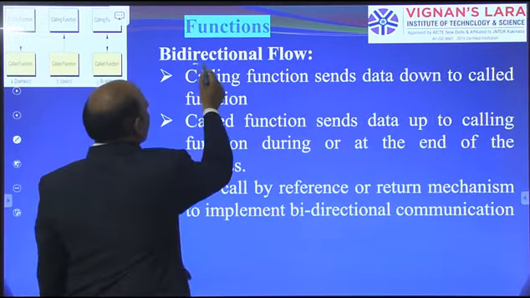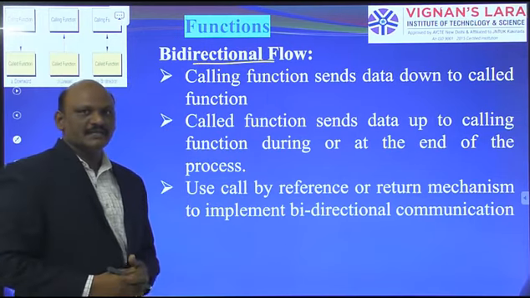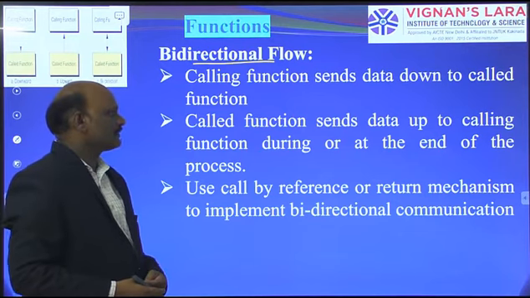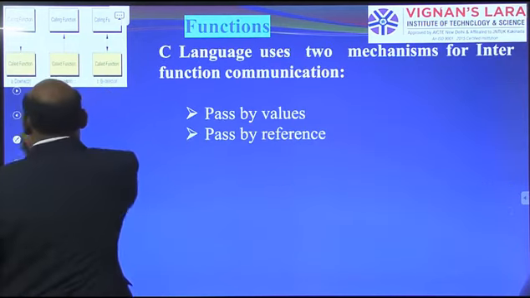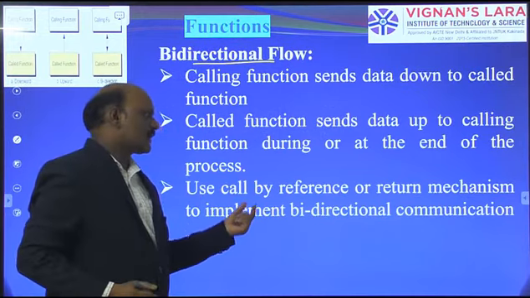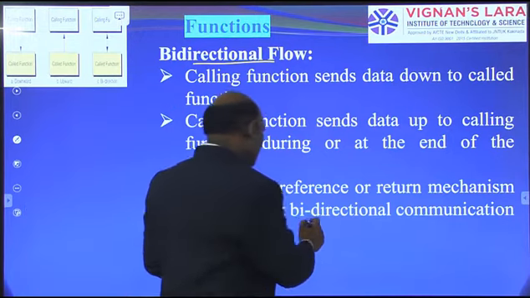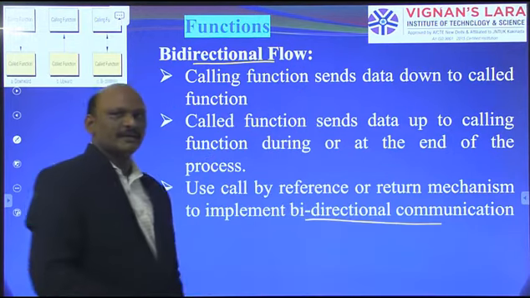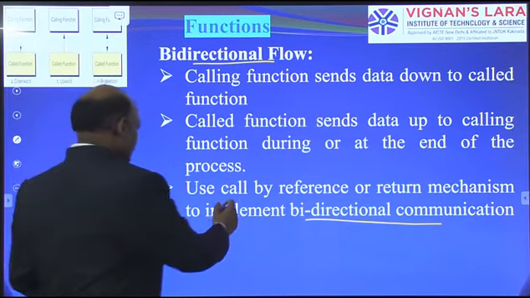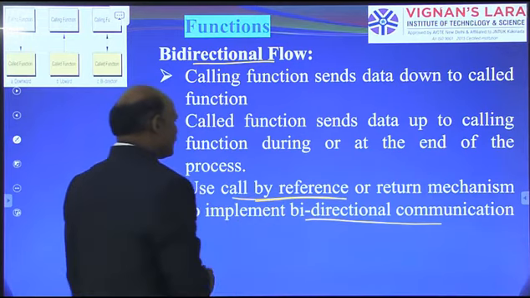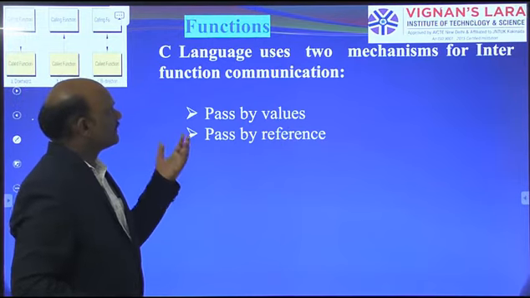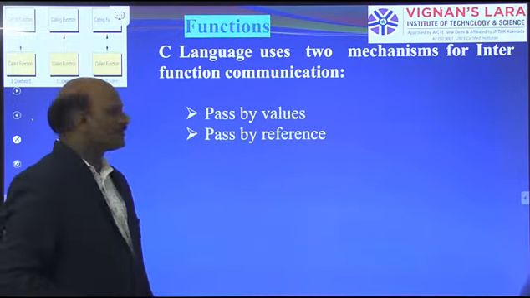Now, bidirectional flow. The calling function sends data to the called function. The called function again sends data to the calling function during or at the end of the process. Use the call by reference or return mechanism to implement bidirectional communication. Now, the C language uses two mechanisms for inter-function communication.